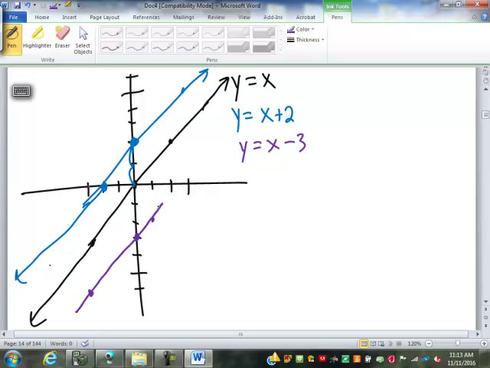So now it's a line that looks like this. Again, it goes the same angle. It's parallel to that first line. It's just moved from the origin. It's moved down 3. So adding 2 moved it up 2. Subtracting 3 moved it down 3. So we can move it up or down by adding or subtracting to the x.